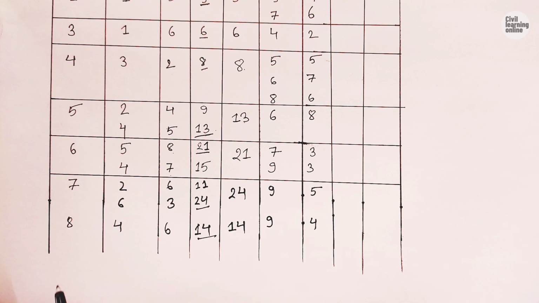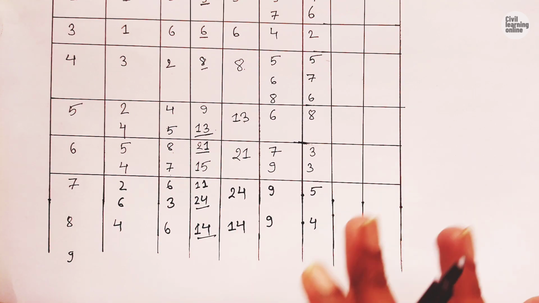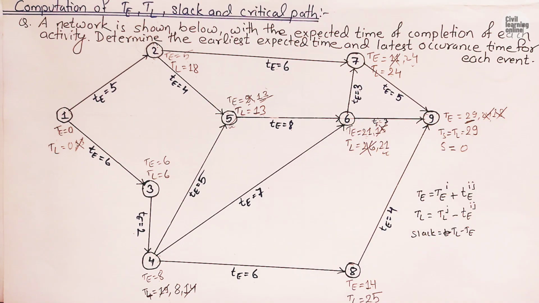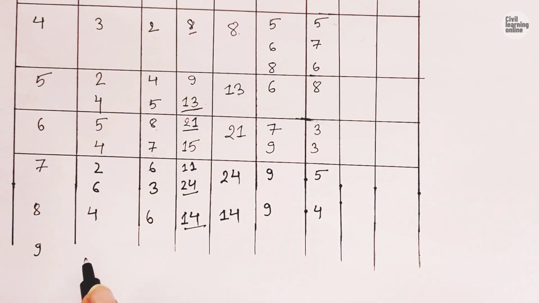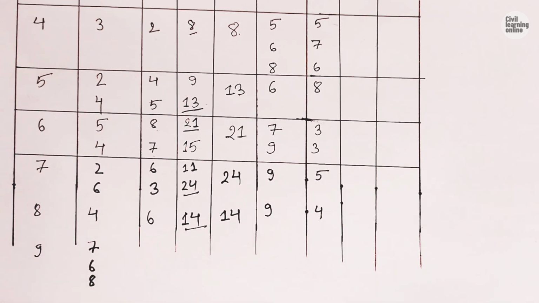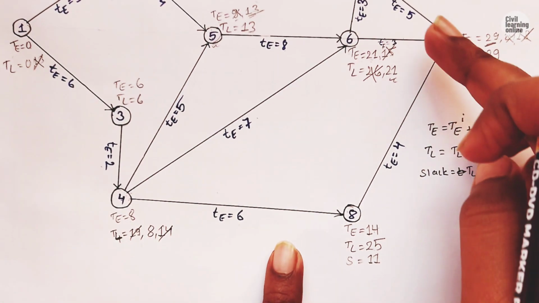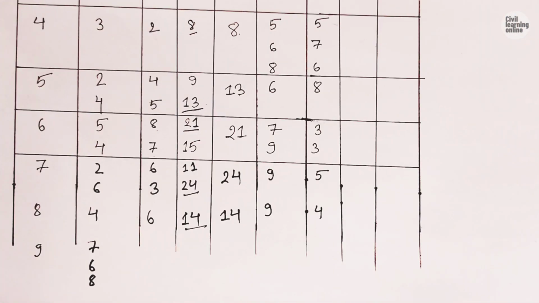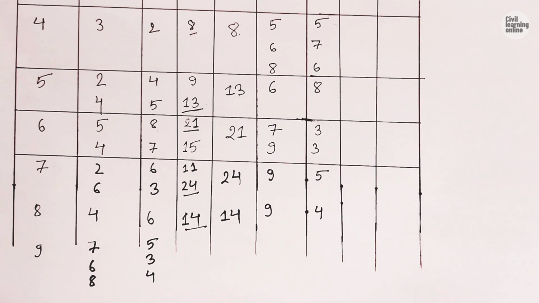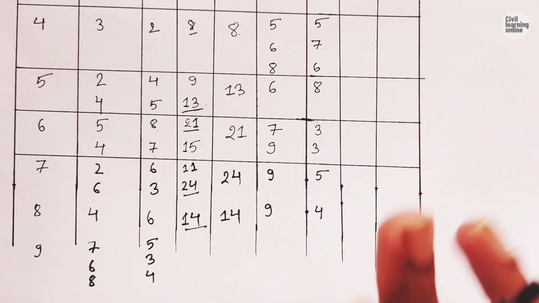Now we will move to event 9. Event 9, I hope it is visible to you. Event 9 has three predecessors that are 7, 6 and 8. So we will write all these three predecessors. Now the durations of these events are 5, 3 and 4. You can see here 5, 3 and 4, so we will write it here. And event 9 has no successor, so simply we will draw a dash here.